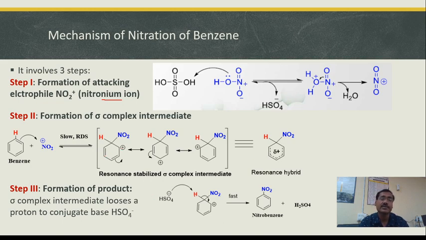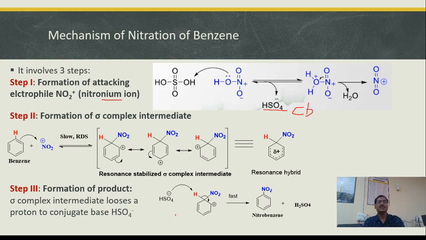So if you start with one of the resonating structures, it is interesting to note that in the first step, after losing a proton, you get HSO4 minus, which is a conjugate base of H2SO4. What is a conjugate base? I have already explained. According to the Lowry-Bronsted theory, when an acid loses a proton, whatever is left will be a conjugate base. So this is a conjugate base of H2SO4.